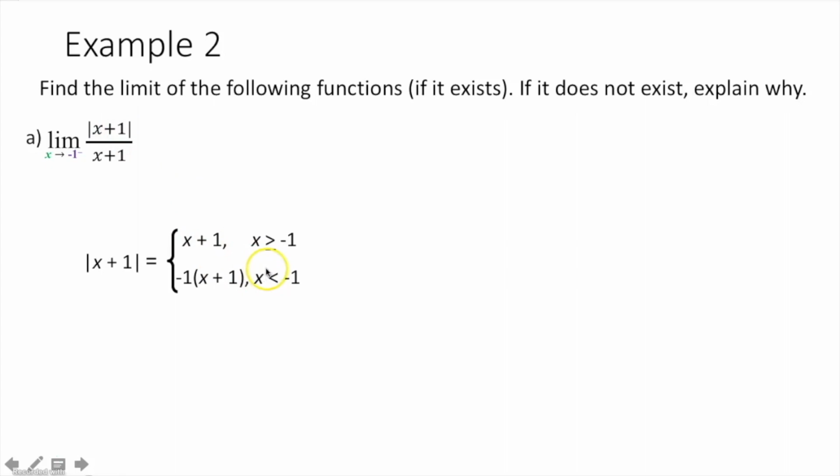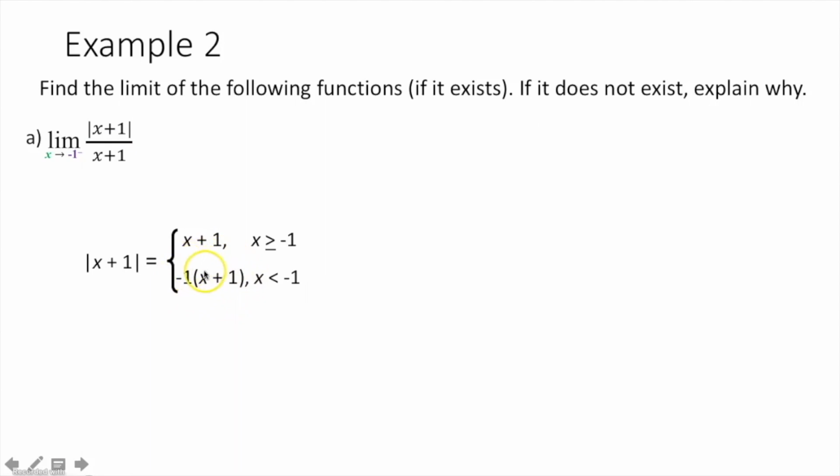Whereas if I were to plug in a value that is less than -1, so let's say -2. If I were to plug in -2 here, -2 plus 1 gives me -1. But the absolute value signs make it the opposite of that. So I would actually have to use the opposite of whatever x plus 1 is. That's what this means.